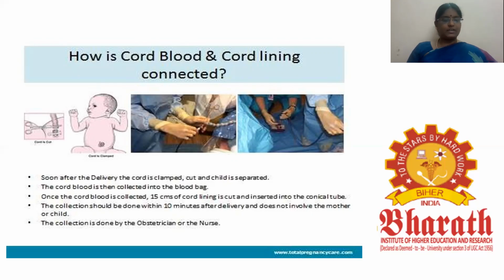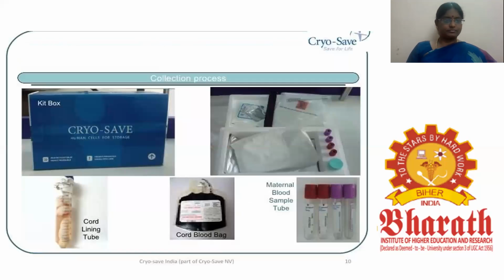The collection should be done within 10 minutes after delivery, and it does not involve the mother or child. The collection is done by the obstetrician or the nurse. So we can see how the cord blood is collected by using the cord lining collection. CryoServe is the company which provides all the collection process units, like CryoServe human cells for storage. You can see the diagram of the cord lining tube and a cord blood bag, and also the maternal blood sample tube here.